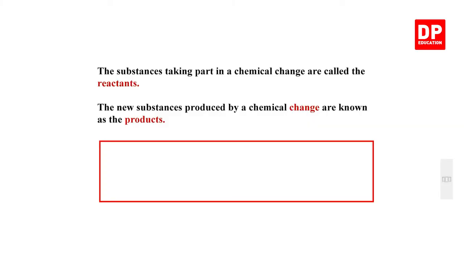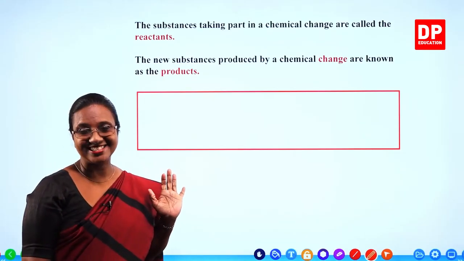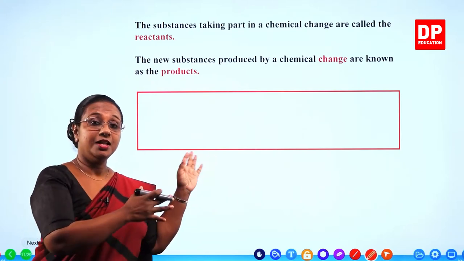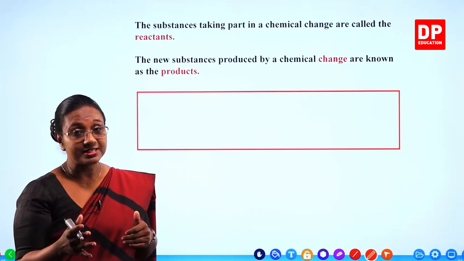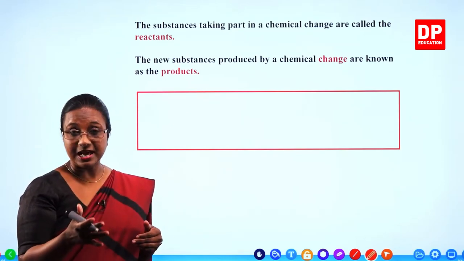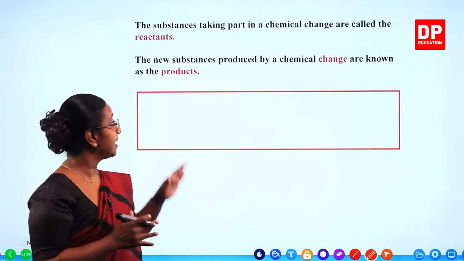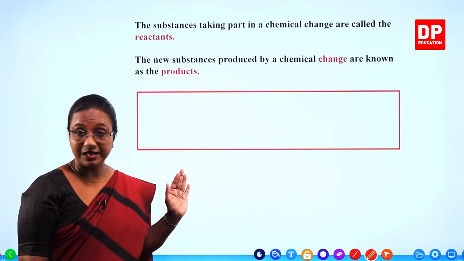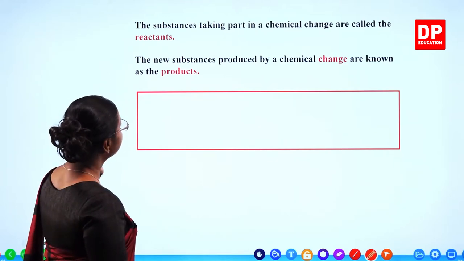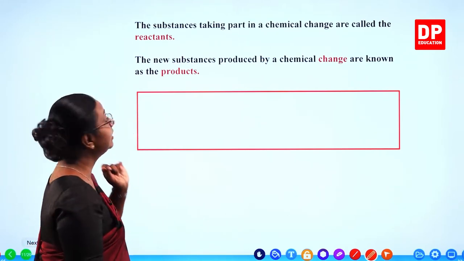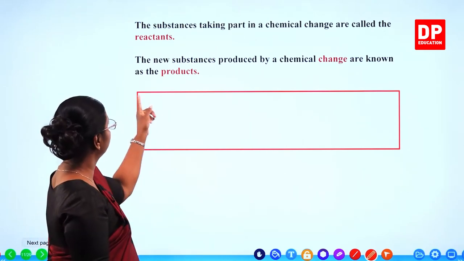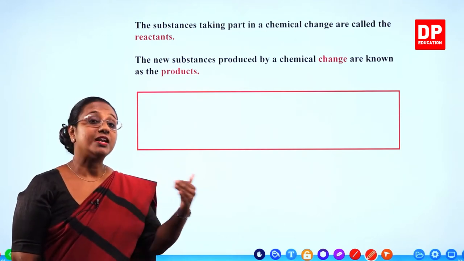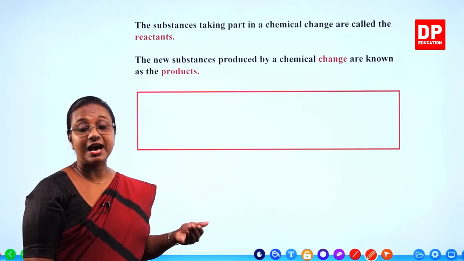The substances taking part in a chemical change are called the reactants. I told you all that, students. So, the initial substances. In all the previous examples, magnesium and oxygen, sodium hydroxide and sulfuric acid, or magnesium and dilute sulfuric acid, all these are reactants of those chemical reactions. The new substances produced by a chemical change are known as the products. Whatever substances are produced, they are the products.